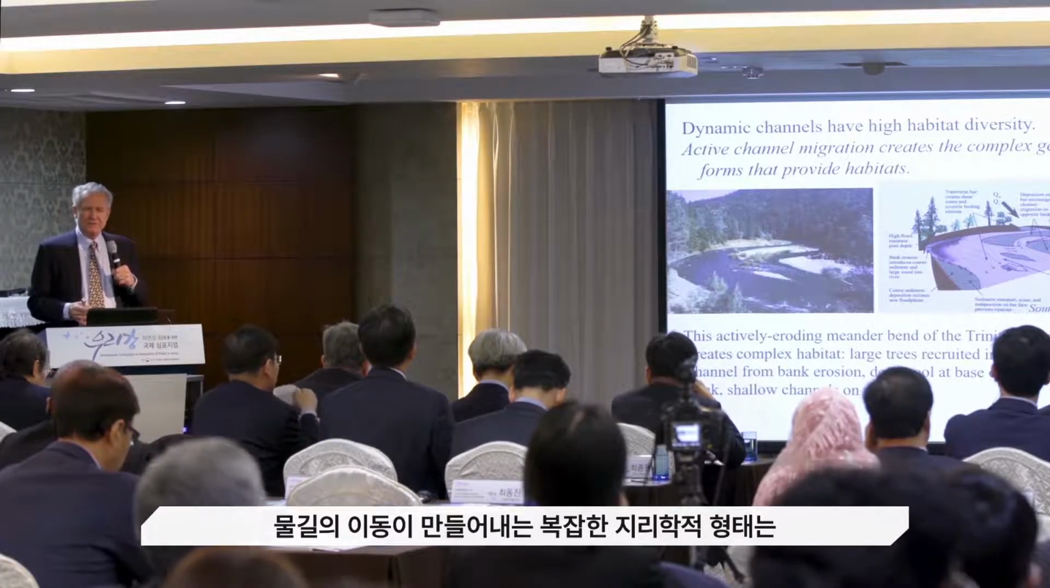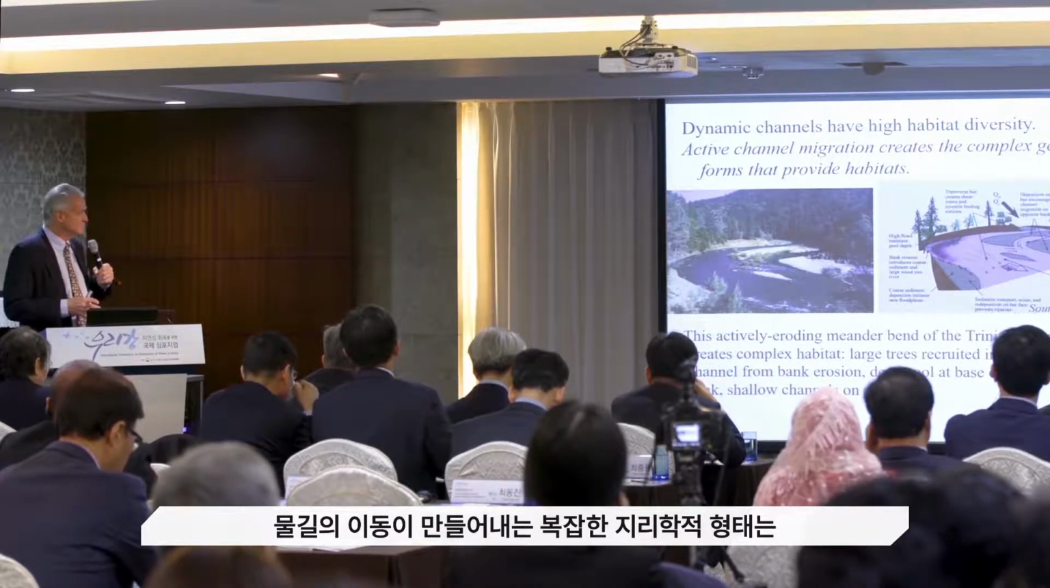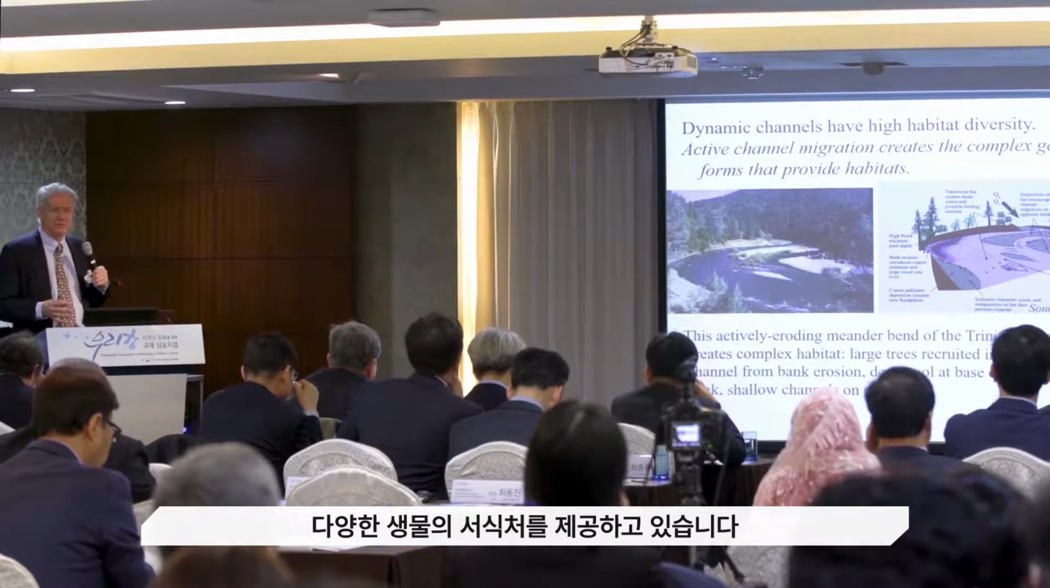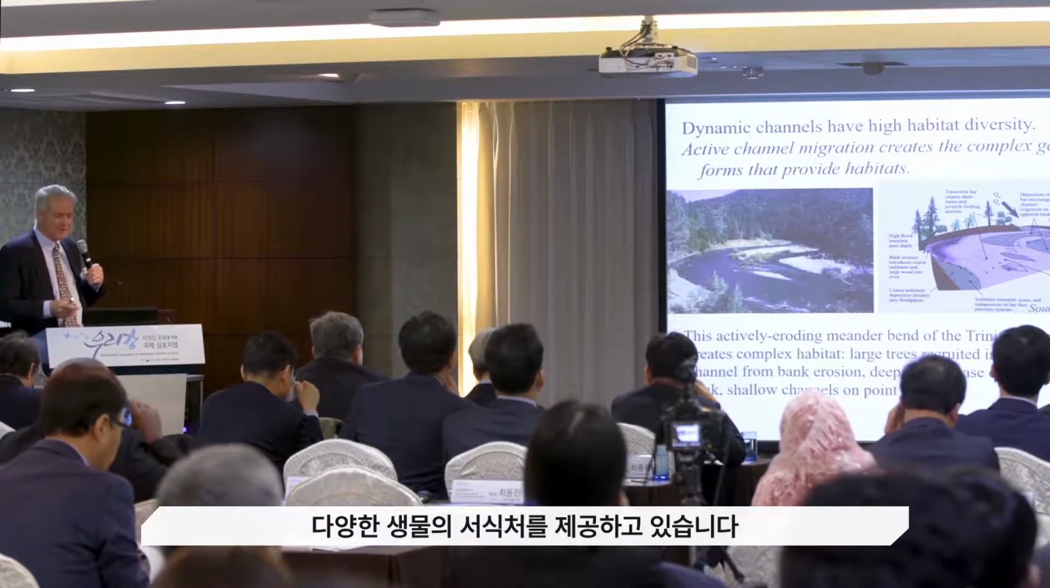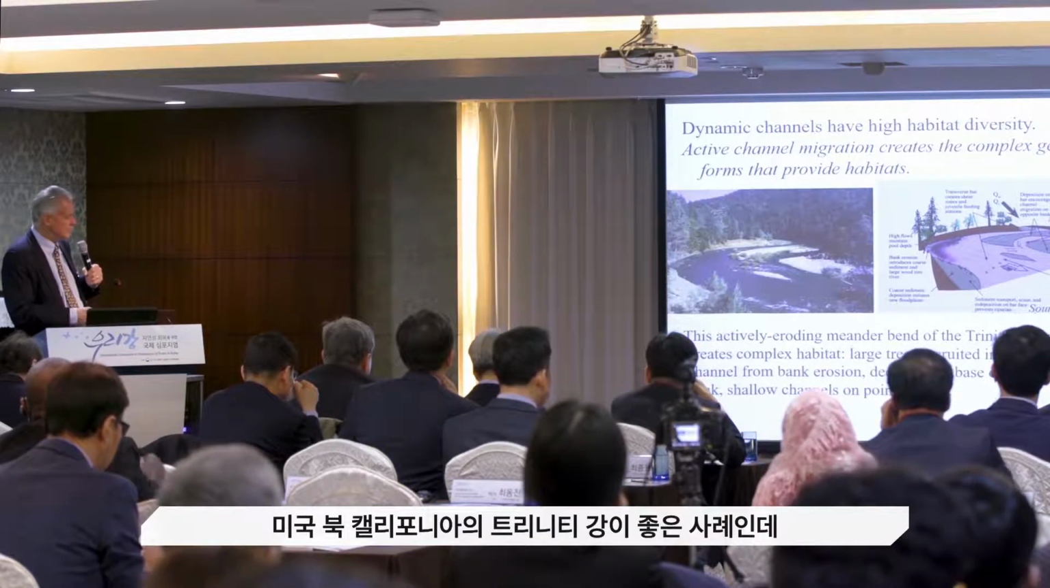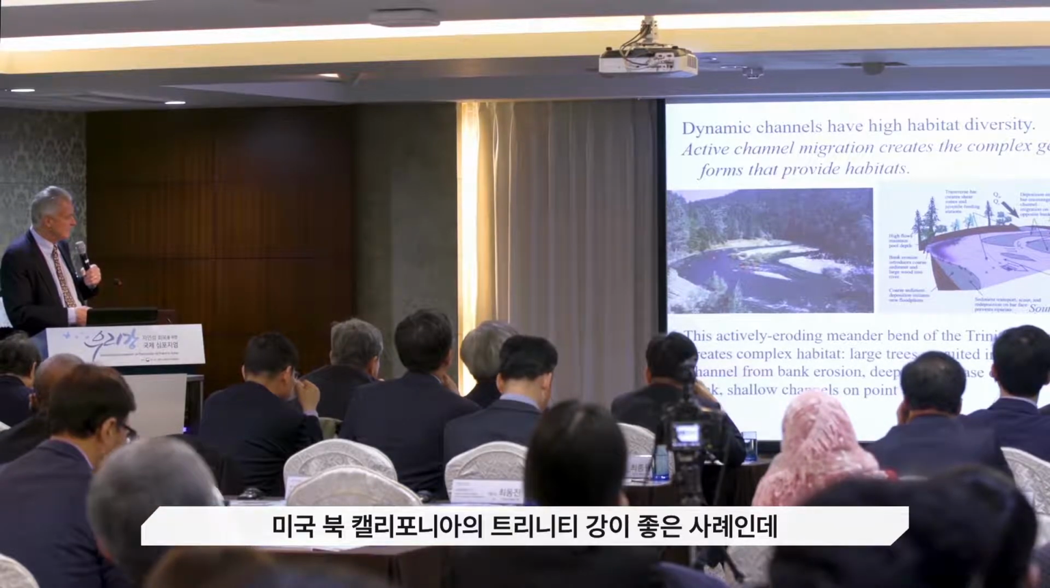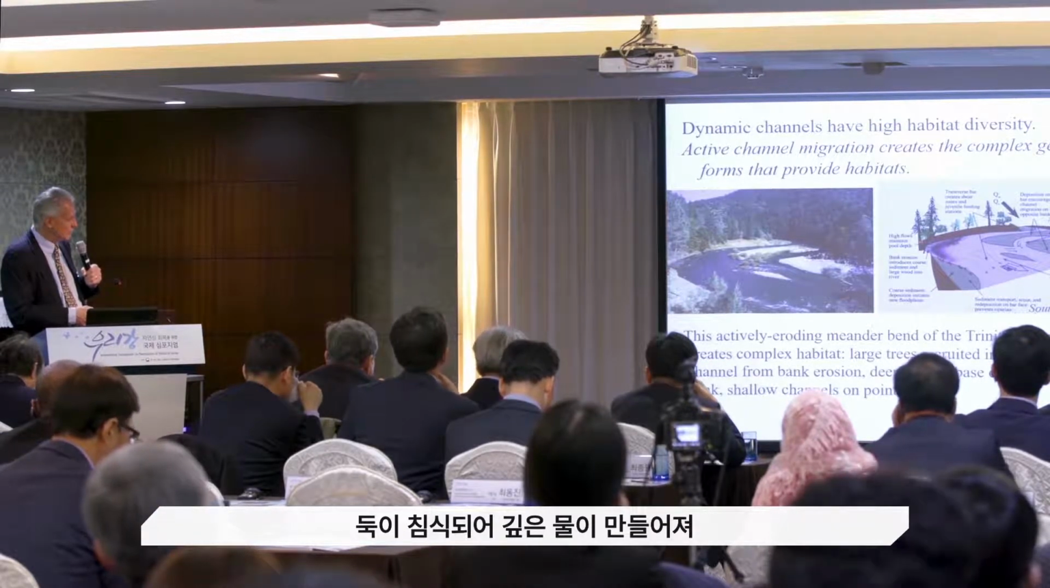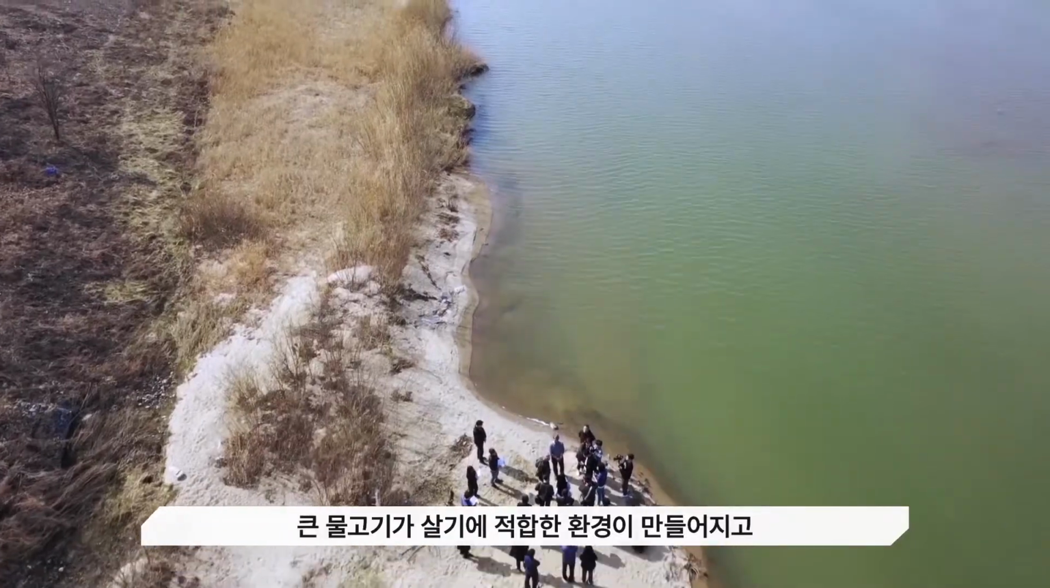Active channel migration creates complex geomorphic features that provide the habitats. This is an example from the Trinity River in Northern California. Here you have the banks being eroded. That creates a deep pool, which is very good for large fish.